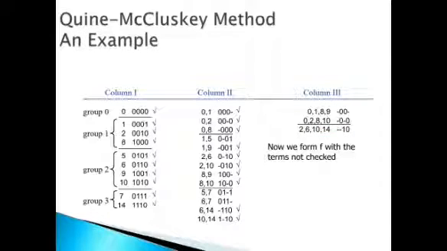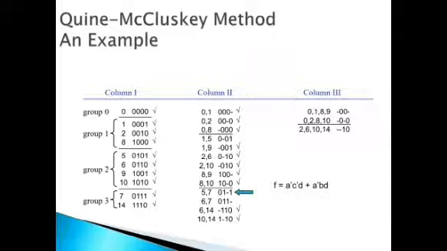Now we are looking that there is one element of group number 1 of column 2 that is not marked, not ticked. So we will write down the Boolean expression of that combination. It is giving us A complement, C complement and D. Similarly, we are looking at 2 elements of group 3 of column 2. In this case, this will give us the result: A complement, B and D.